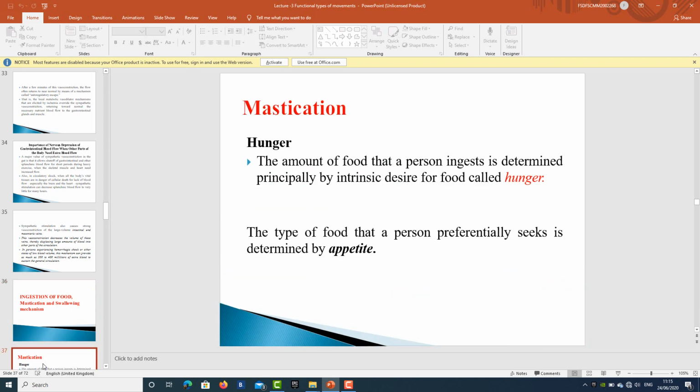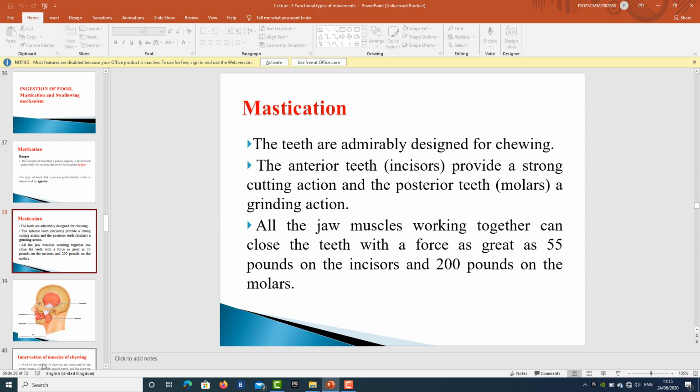Now, what is hunger? The amount of food that a person ingests is determined principally by the intrinsic desire for food, and that is known as hunger. The more the hunger is, the more the person is determined to take food in the body. Now, the type of food that the person preferentially seeks is determined by the appetite. So you can say that the appetite depends upon the person's liking and preferences as well.